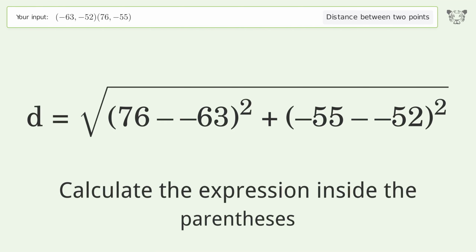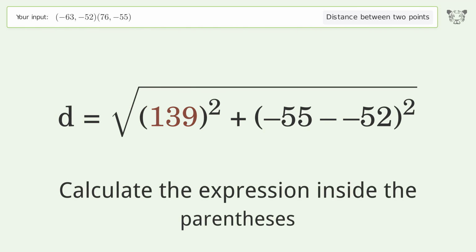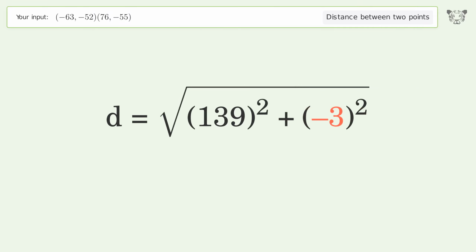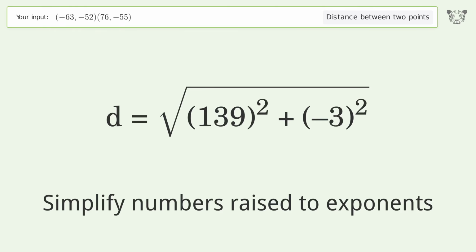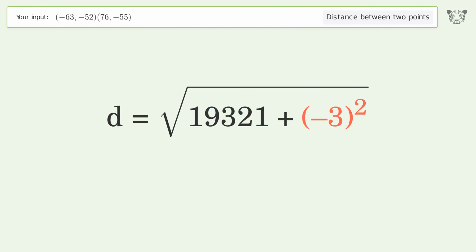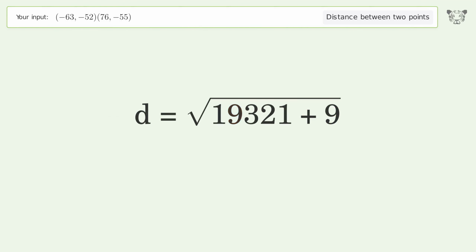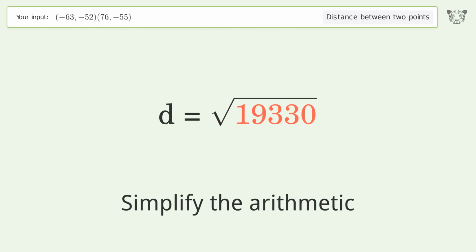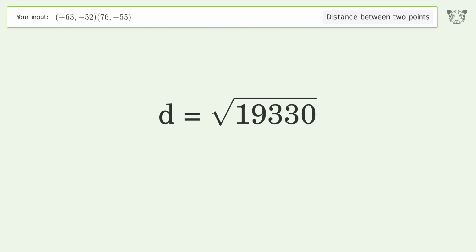Calculate the expression inside the parentheses. Simplify numbers raised to exponents. Simplify the arithmetic. And so the distance between the 2 points is the square root of 19,330, or 139.032.